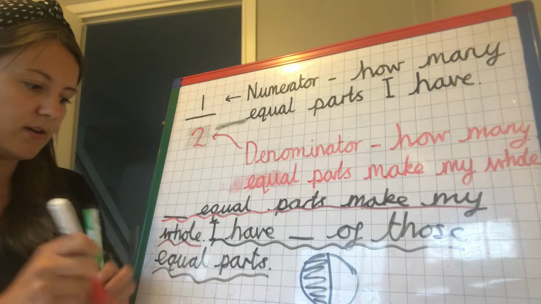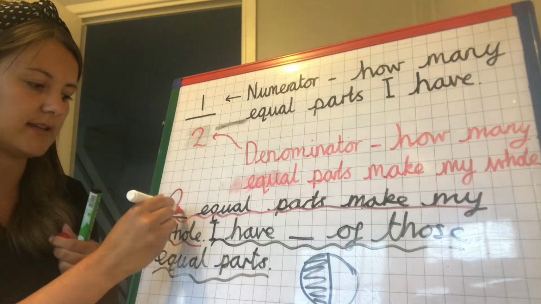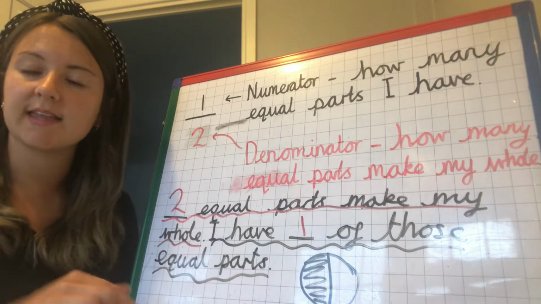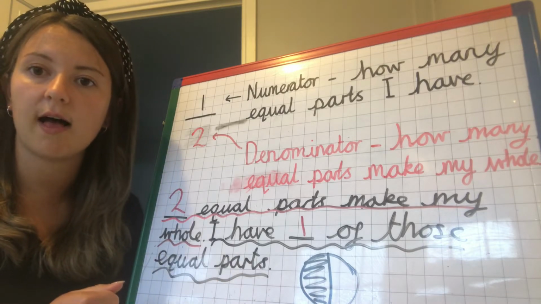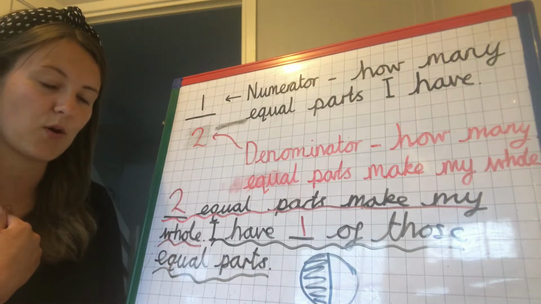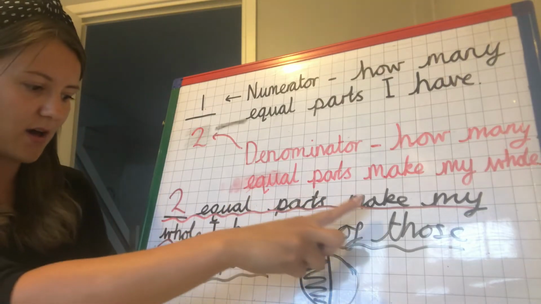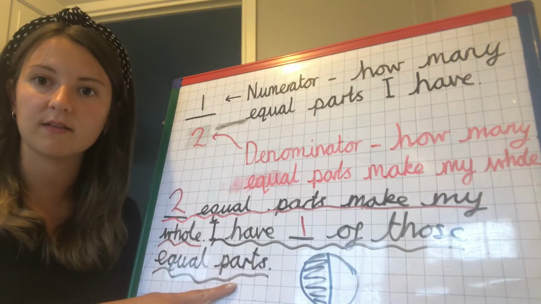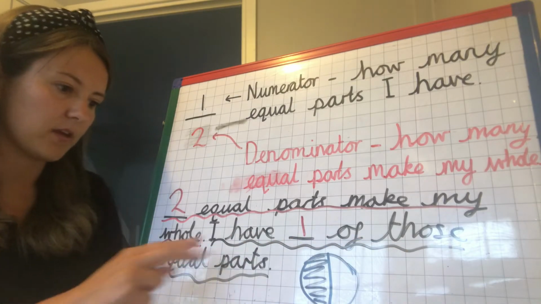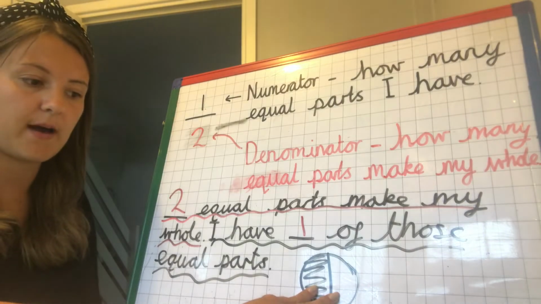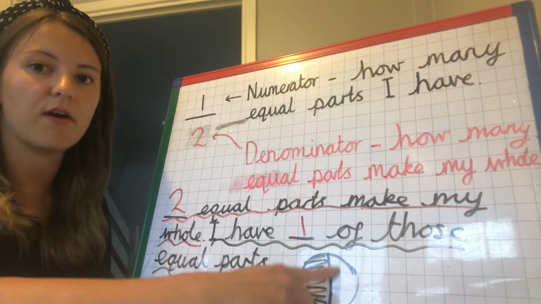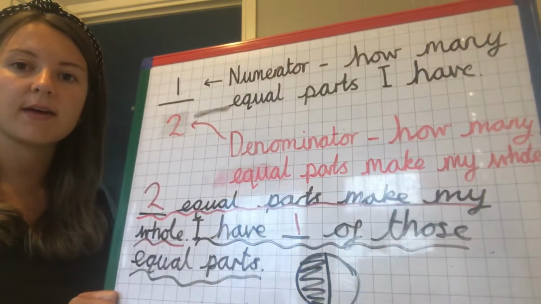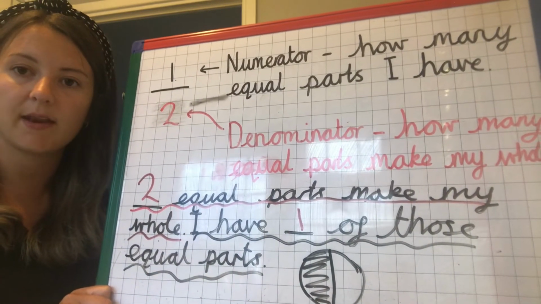You are going to use this throughout this lesson, because in this lesson we are going to be looking at halves. I'm going to say the STEM sentence again for a half. Are we ready? After 3: 1, 2, 3. 2 equal parts make my whole. I have 1 of those equal parts. I have a half. Keep going back to this all of the time and it will help you.